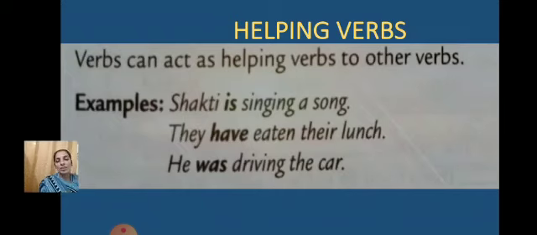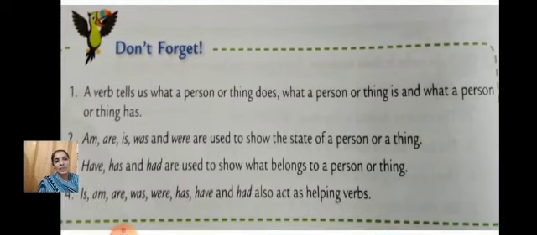He was driving the car. Driving, the ing form, tells you the continuation of the action, but was tells you the past time. It means we are talking about driving not in the present time. He was driving means driving was happening in the past time. Yes? Okay, let's see what's next.